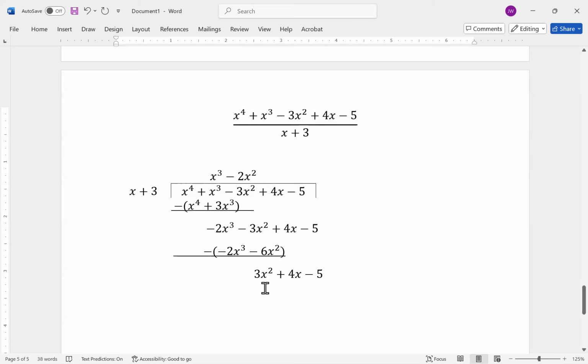What do I need to multiply 3x squared by? Or what do I need to multiply x by to get 3x squared? The answer to that is 3x. So I go ahead and multiply that, and I'll subtract as well as I'm doing this. When I multiply that, I will get 3x squared plus 9x. And then I will subtract the whole thing off.